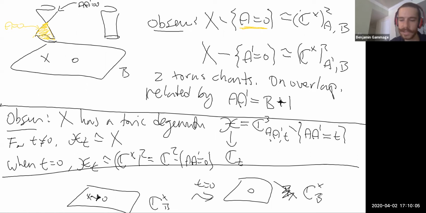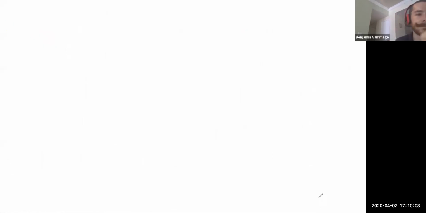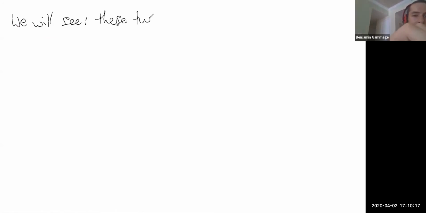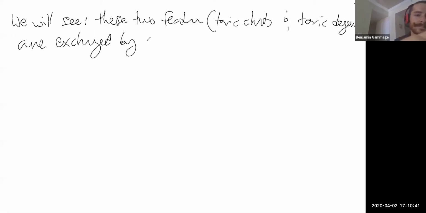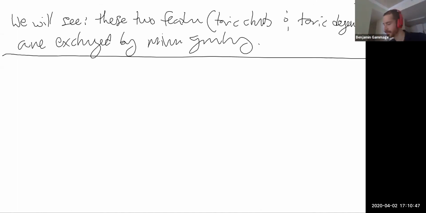What we're going to see later in this talk, I don't know if we'll actually see it in this talk, is that these two features, toric charts and toric degenerations, are exchanged by mirror symmetry. Oops, I ran off the edge, but you can read what it says. Cool. Any questions so far?